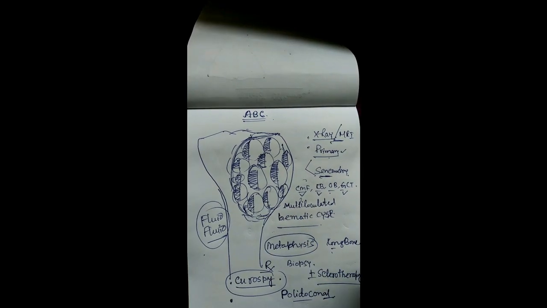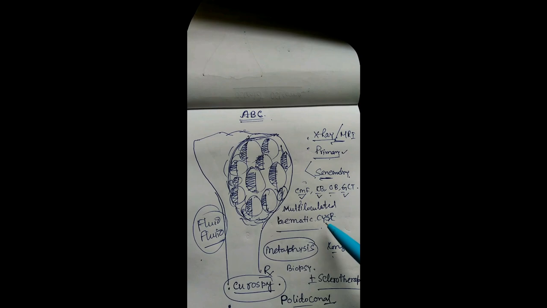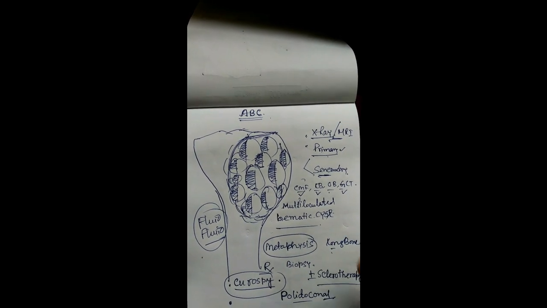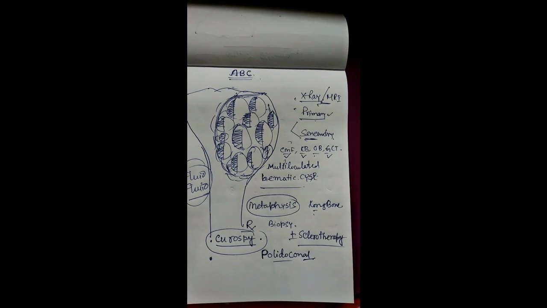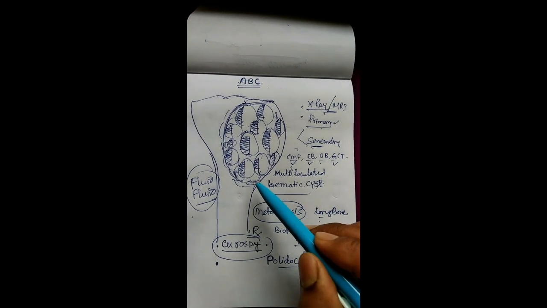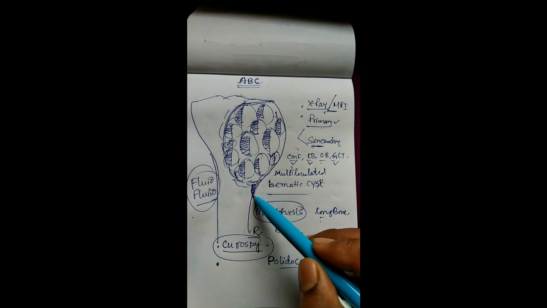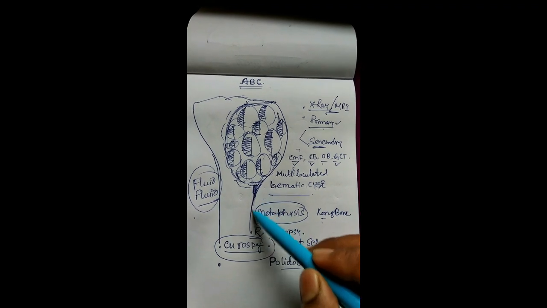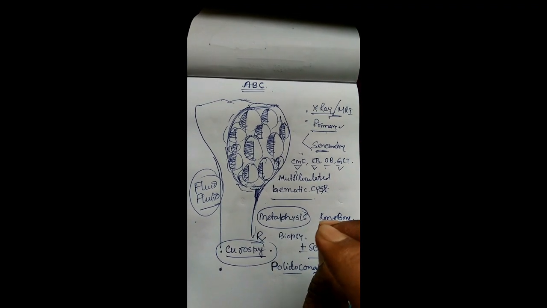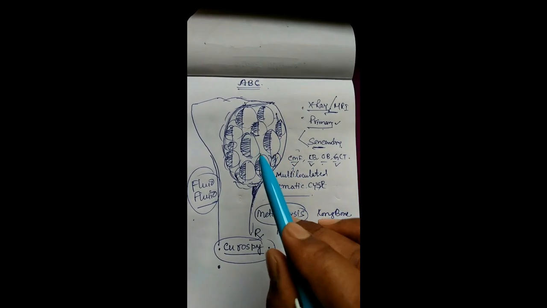Generally, the anatomy of bones changes, and it is a multiloculated, hematic cyst. Most commonly, this case presents with a bony swelling in the pediatric age group. Now, how to go for diagnosis? We have to do clinical and radiological assessment.